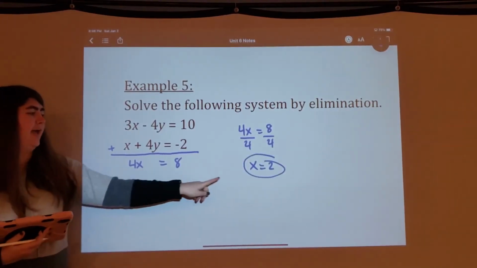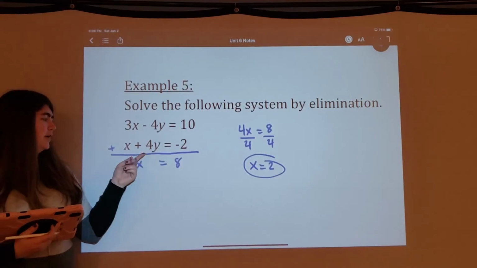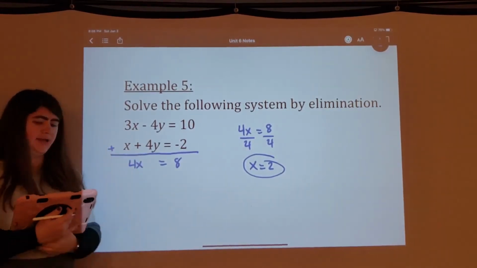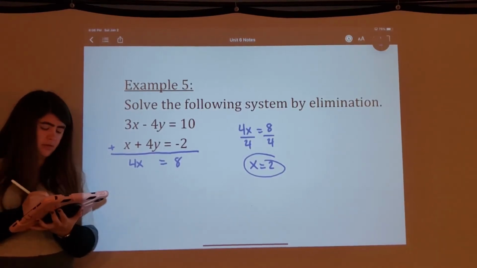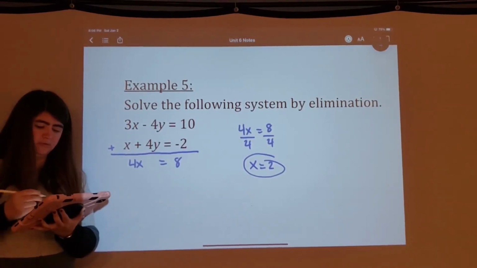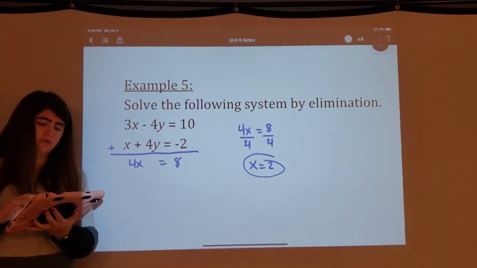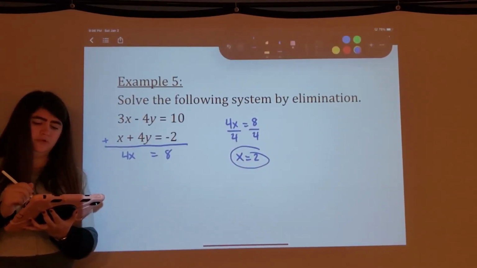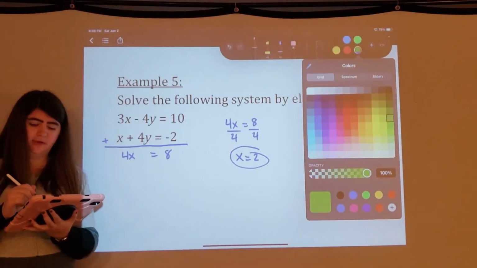So now that I have x, I can take that and I can plug it into one of these equations and I can solve for y. So I have, let's use the first one. There's not any particular reason. This is step 3, by the way. You can use either one. It does not matter. You just have to pick one.